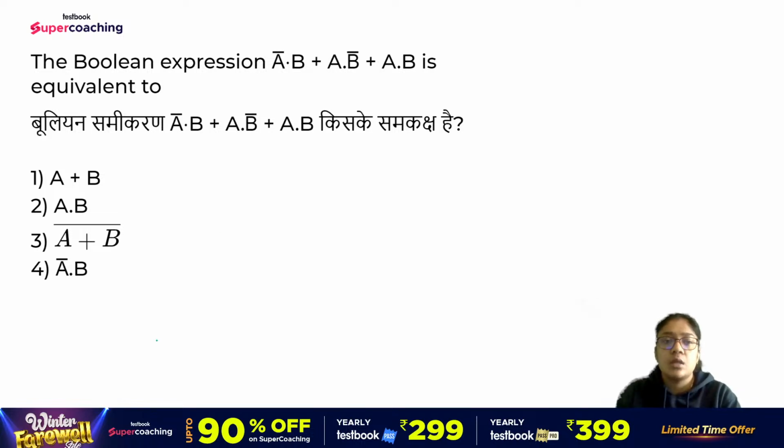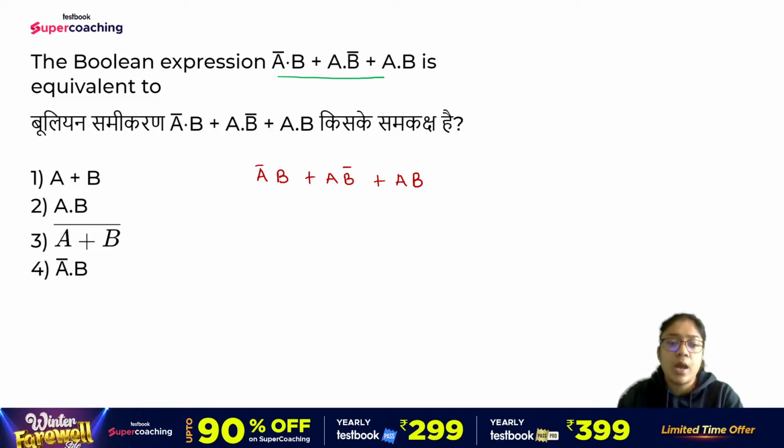Next question, the Boolean expression given to you is equivalent to. So you are given the Boolean expression and you have to return the minimized expression. Try to apply the Boolean laws. It is A complement B plus AB complement plus AB. So anything that you can take common.